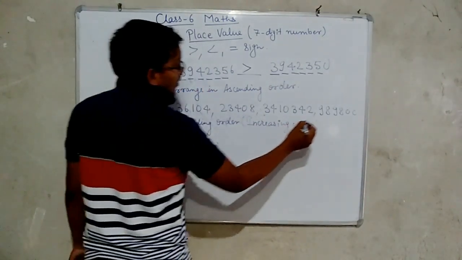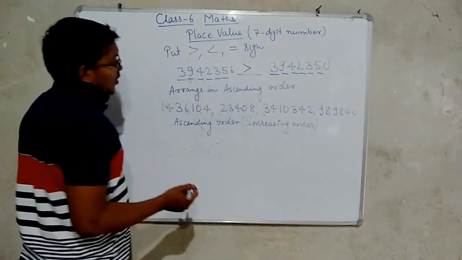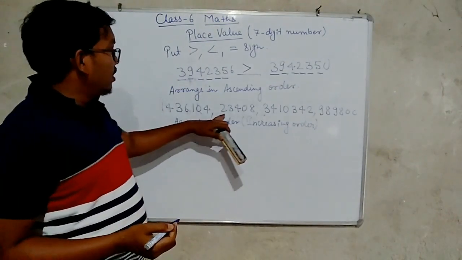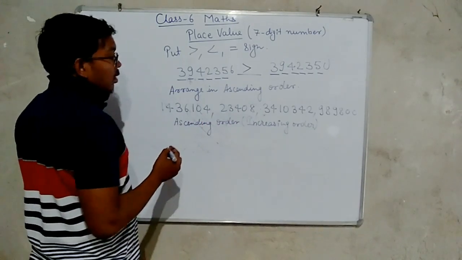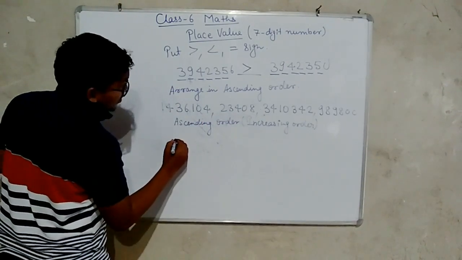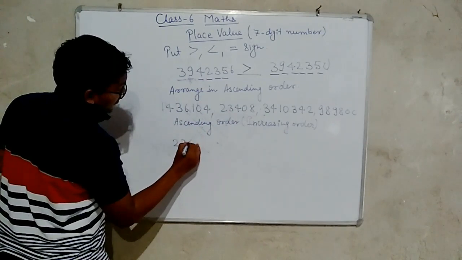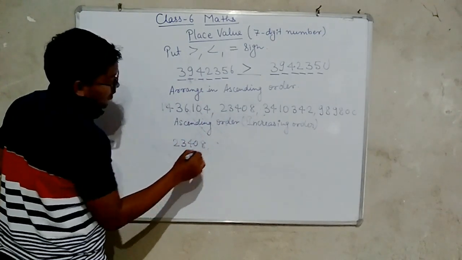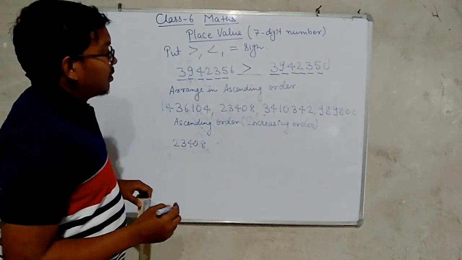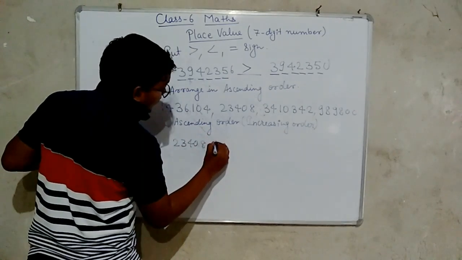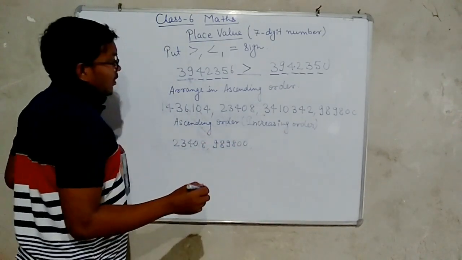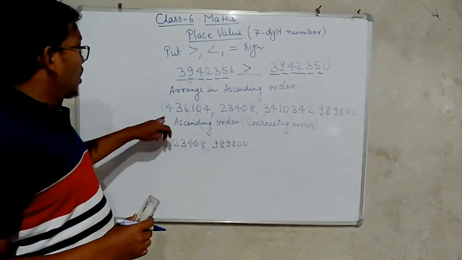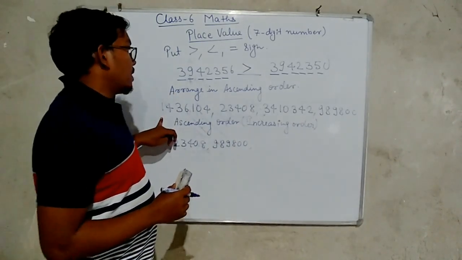So first we will write the smallest number from the lot. As we see, the number 23,408 has the fewest digits, so it will be our smallest number. And after that, 9,89,800.